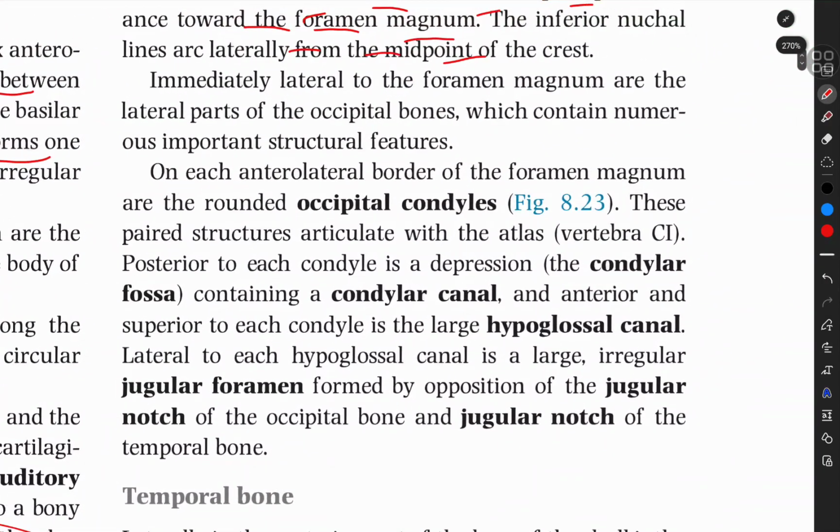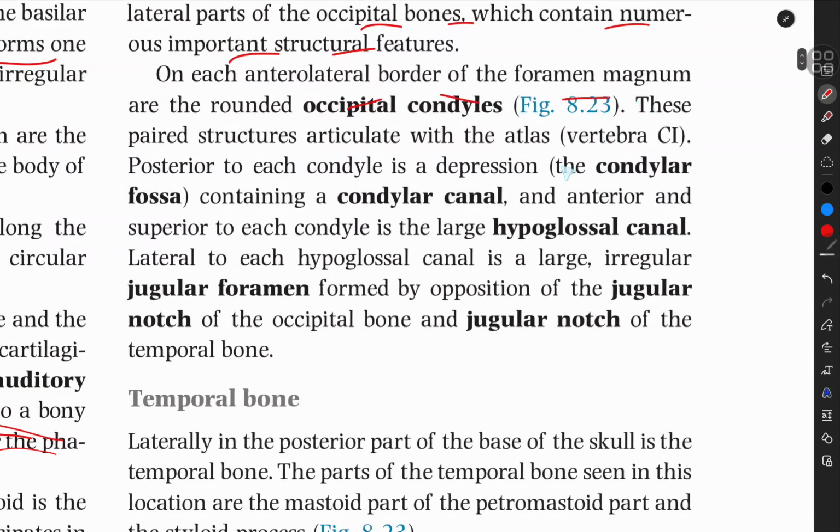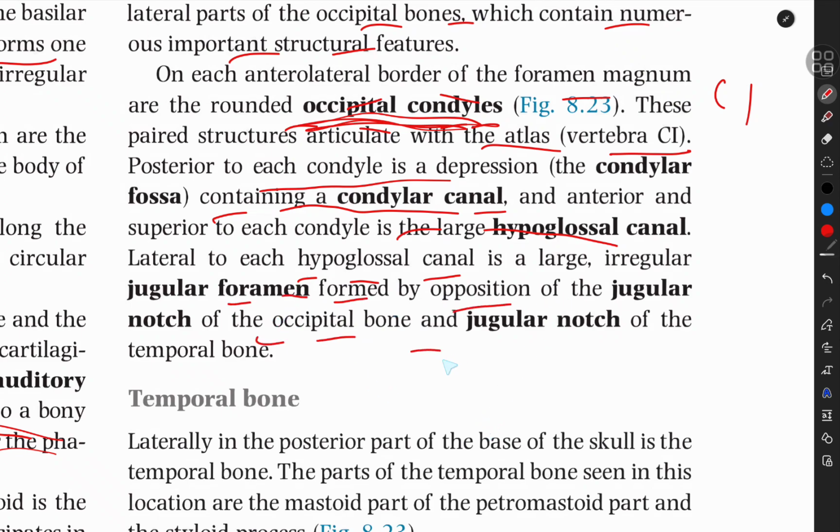Immediately lateral to the foramen magnum are the lateral parts of the occipital bone, which contain important structural features. On each anterolateral border of the foramen magnum are the rounded occipital condyles. We've seen this. These articulate with the atlas, C1. Posterior to each condyle is a depression, the condylar fossa, containing a condylar canal. Anterior and superior to each condyle is a large hypoglossal canal. Lateral to each hypoglossal canal is a large irregular jugular foramen, formed by the apposition of the jugular notch of the occipital bone and the jugular notch of the temporal bone.